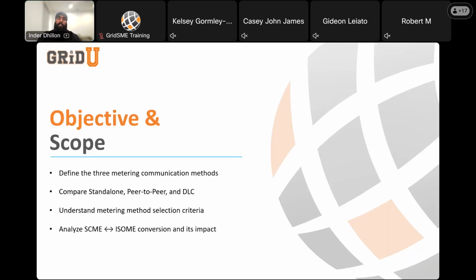So just to level set on what we're trying to do here. The main goal is to understand the different metering communication methods and, more importantly, how to actually choose between them depending on the system. I'll be comparing approaches like standalone, peer-to-peer, and DLC and walk through where each one makes the most sense. And from there, I'll focus on how selection is really driven by things like system requirements, communication needs, and overall constraints. And then I'll tie that into SCME and ISOME, looking at how those configurations impact systems and when conversion between the two becomes relevant.